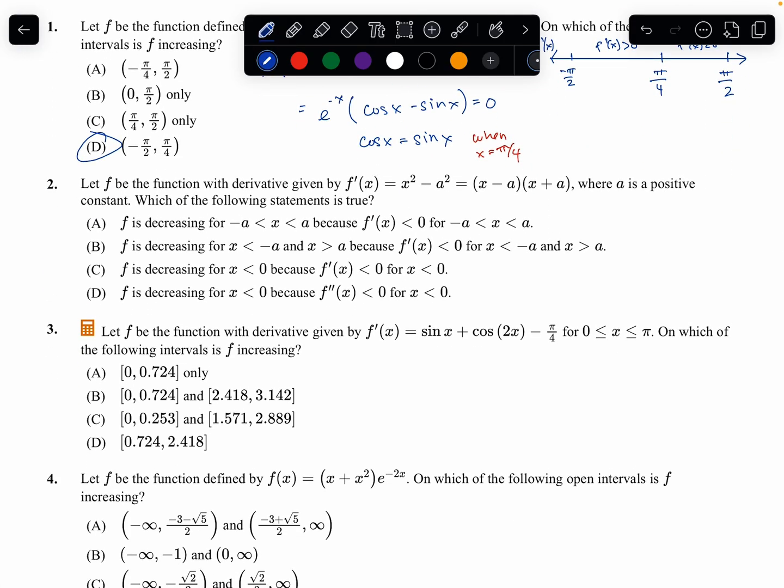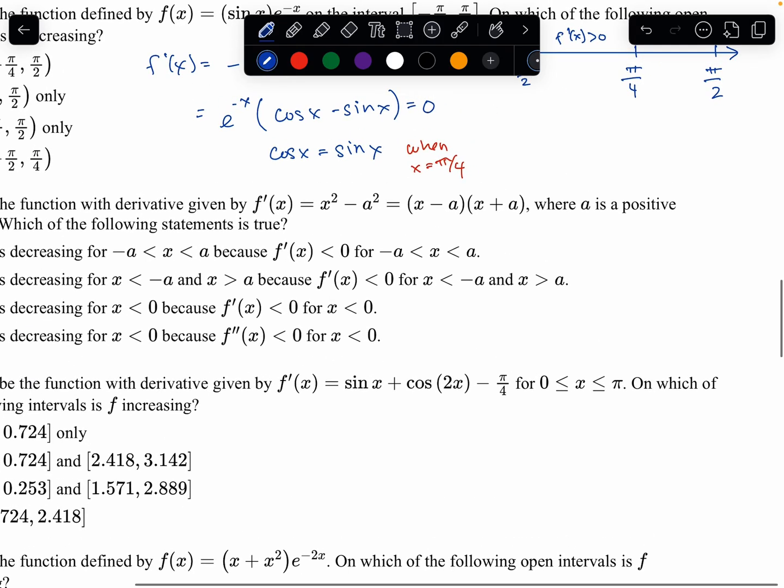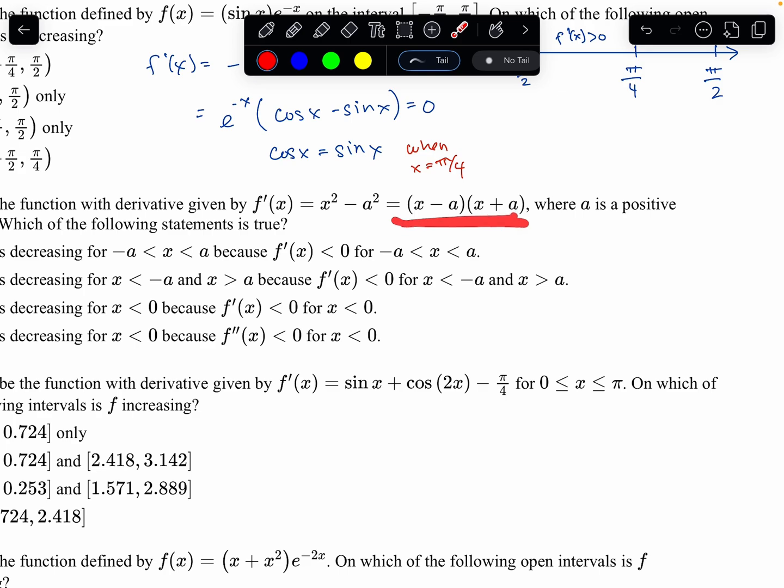All right, for 2, let f be the function with derivative given here, where a is a positive constant. Which of the following statements is true? So f is decreasing, decreasing, decreasing. Okay, let's go ahead and check this. We're not using any specific values right here, but you can still apply the same thing. When will this equal 0? That's going to equal 0 when x is equal to negative a and positive a.